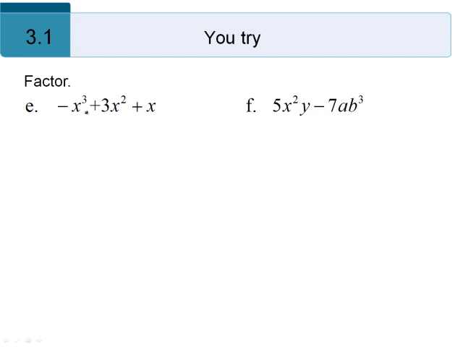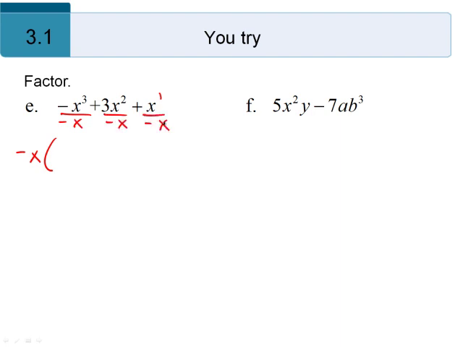So the greatest common factor here, we don't have anything as far as the coefficients go because it's just 1, 3, and 1 as your coefficients. But your variables, x is in every term, and the smallest is x to the first. So since that first term is a negative, what I'm bringing out is a negative x. So be careful because your signs can really mess you up on this one.